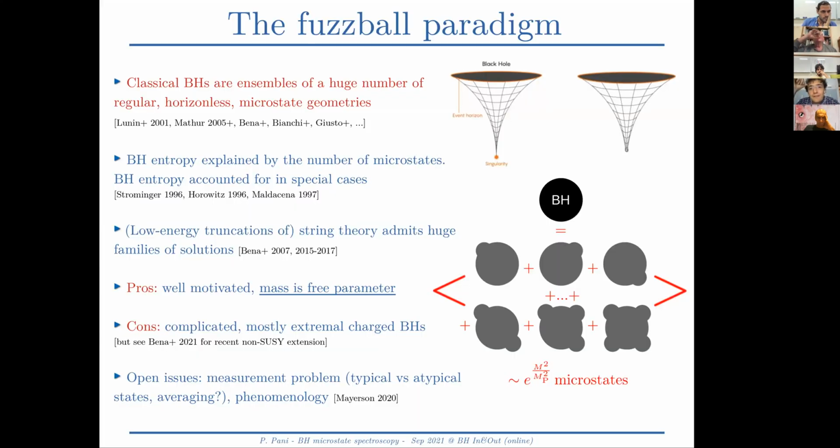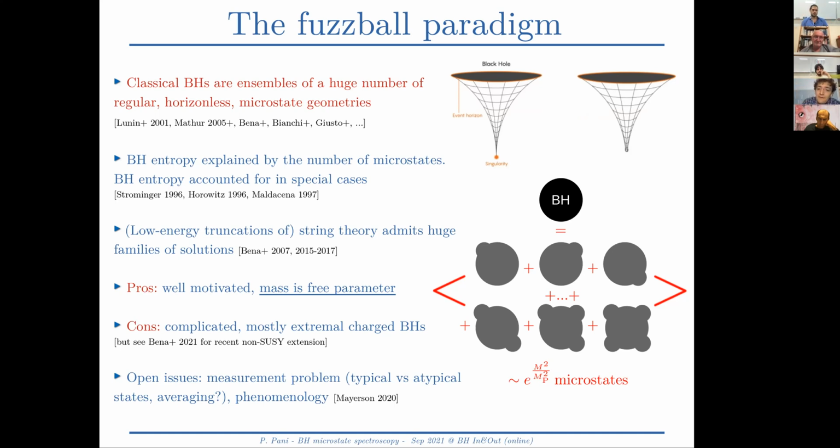Okay, a few words on the fuzzball paradigm, because I will be focusing on it later on. So in this paradigm, classical black holes are interpreted as an ensemble of a huge number of regular horizonless microstate geometries that at classical level arise as low energy solutions to some low energy truncation of string theory. And there is really a huge number of them, which hopefully can explain the huge entropy of the black hole. And this was indeed the case for some very specific configuration.